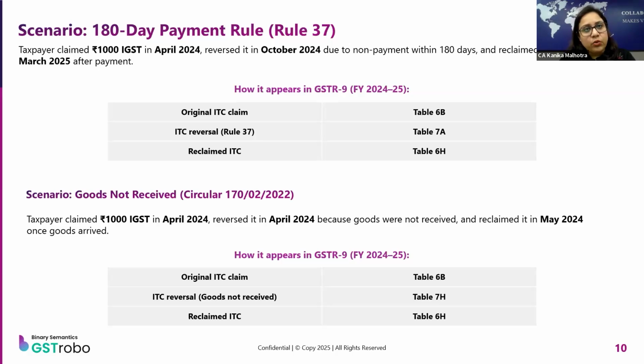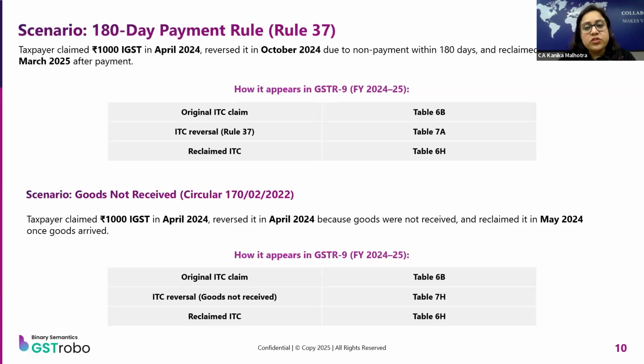You are going to show it in that only, because these would be the claim that you already made in your returns, and it belongs to this particular financial year only, so in 6B. Now as you have already seen in table 7, you are going to reverse it through rule number 37, table 7A. Now you have claimed and reversed. So now you again need to reclaim it, as I've already explained earlier also.